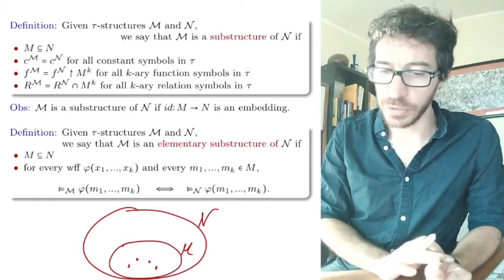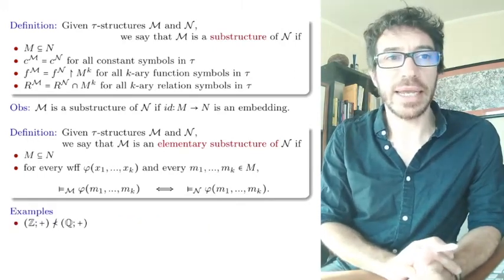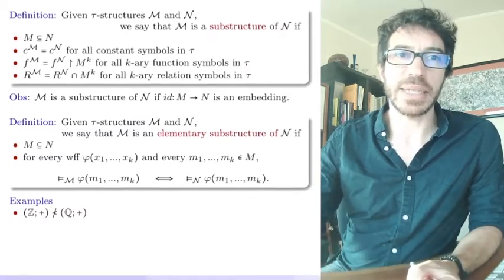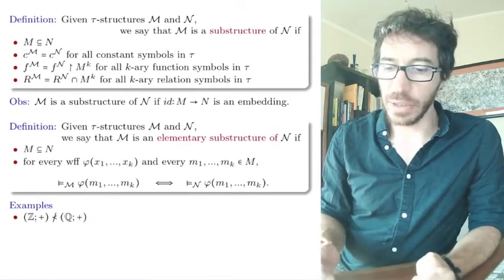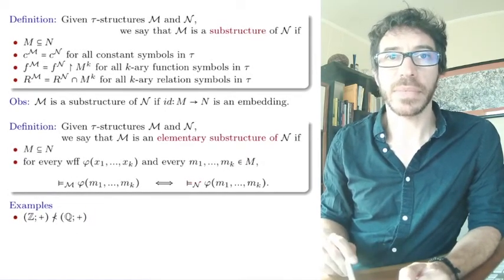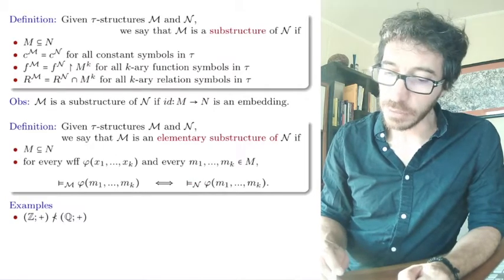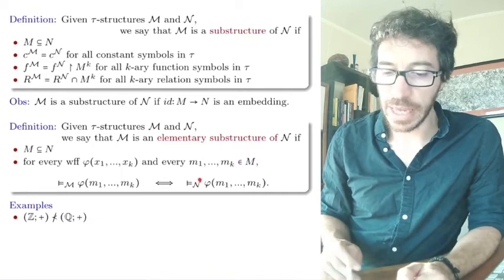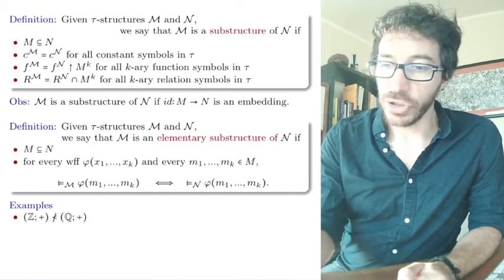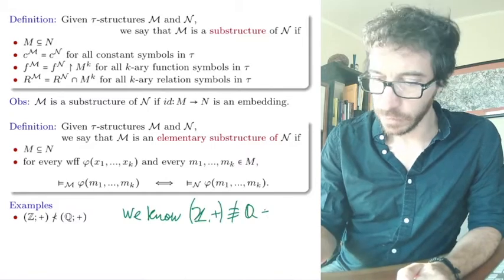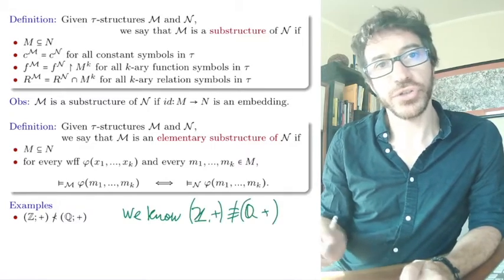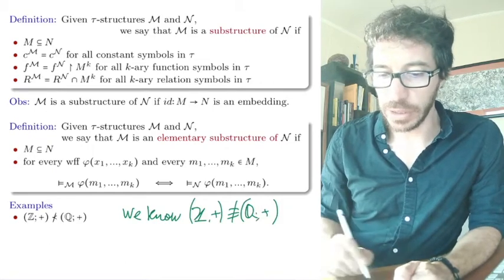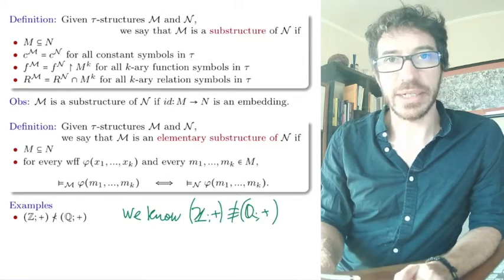So let's look at some examples. The integers and the rationals with plus are not even elementary equivalent. If you're an elementary substructure, you satisfy in particular the same sentences, just consider the case when we have no free variables. These two we know already are not elementary equivalent. We saw before there's a sentence you can write that is true in one and not true in the other. So there is no way they are an elementary substructure.